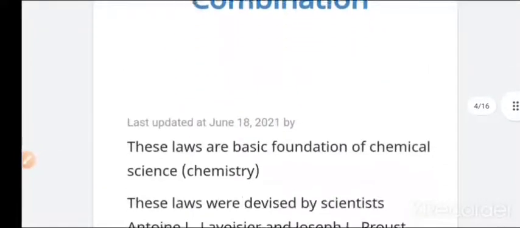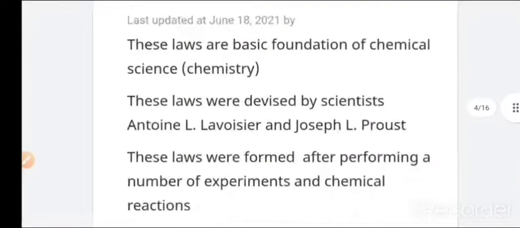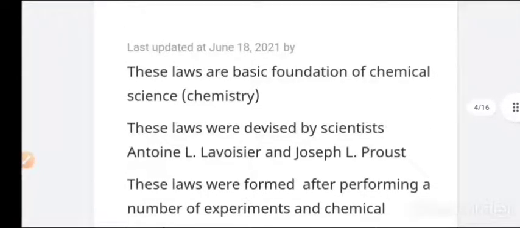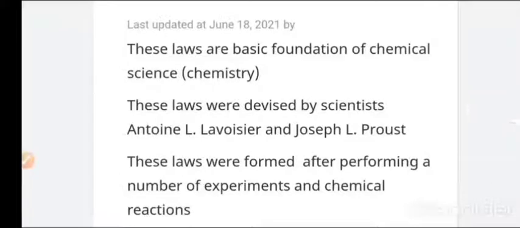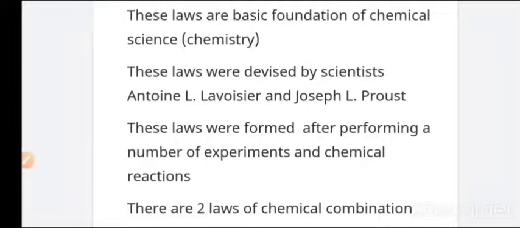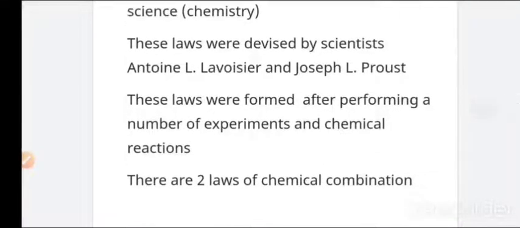Then the laws of chemical combination. What are the laws of chemical combination? Now, this is the fundamental of chemical science. This is known as chemistry. These laws were divulged by scientists Lavoisier and Proust. These laws were found after performing a number of experiments and chemical reactions.